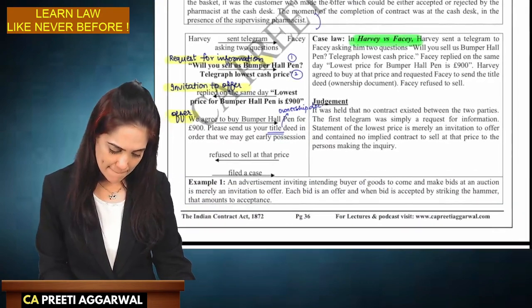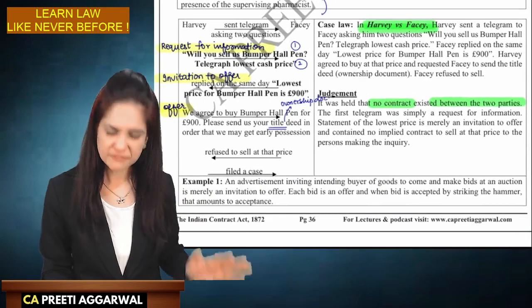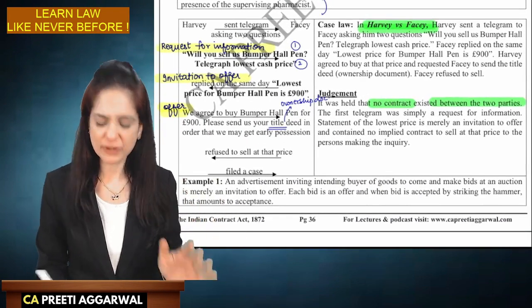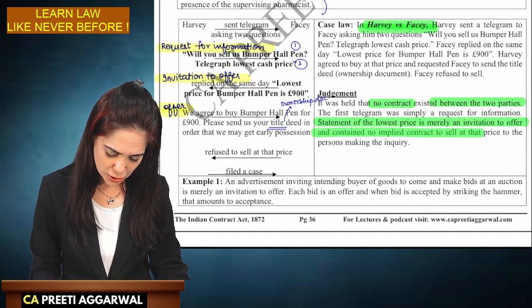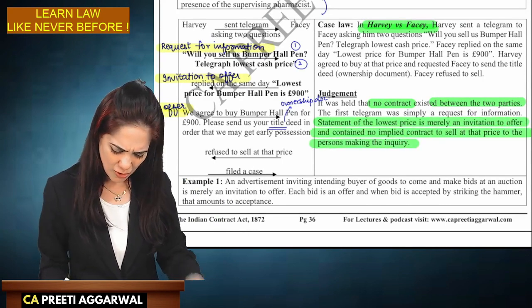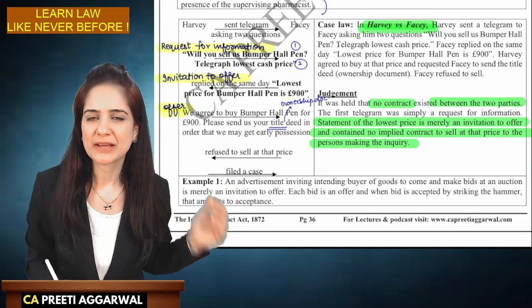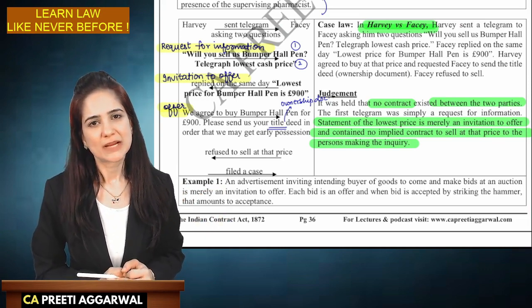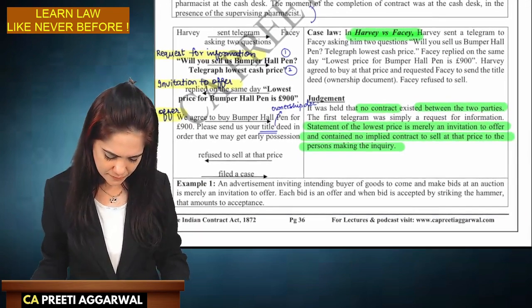It was held that there is no contract between the parties. First telegram was merely asking for information. Statement of the lowest cash price is invitation to offer. There is no contract to sell at the price to the persons making inquiry. Did you understand? Very good. If you don't, then you can go through the video again.